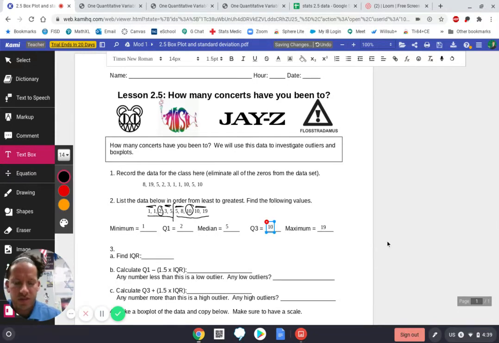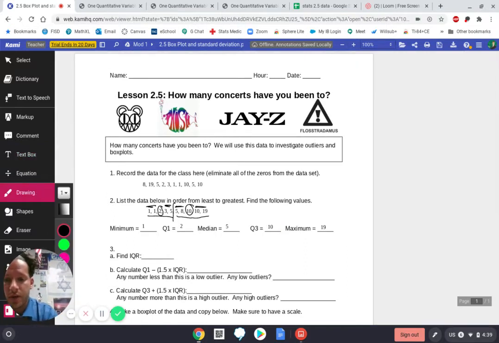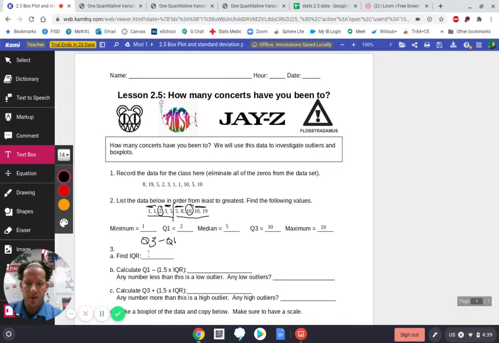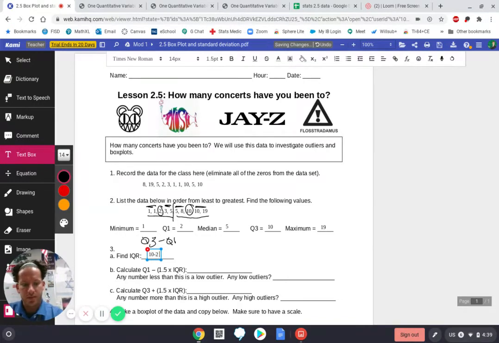So there's our 5-number summary. So in part 3, we're going to start finding the new stuff. We're going to start finding outliers using the IQR. In order to do that, we need to find the IQR. Remember, the IQR is going to be Q3 minus Q1. So that's going to be 10 minus 2. So we'll type in there 10 minus 2, and that will give us an IQR of 8.